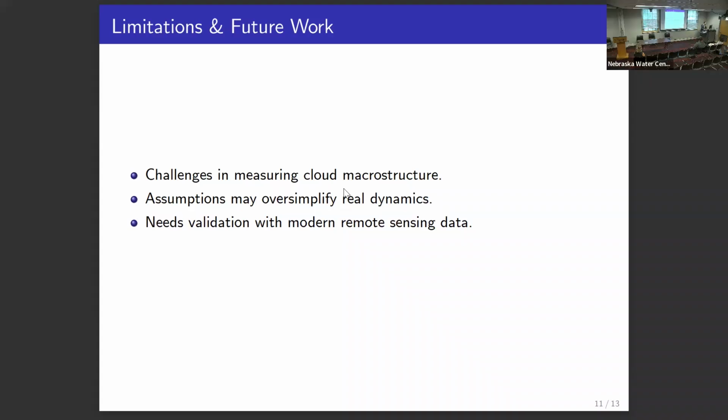The challenge is in measuring cloud macrostructure. How do you measure the clouds accurately? That's because they are irregular. That's one problem. The other one is that the assumptions may oversimplify the real dynamics. We do not consider the interaction between particles during the rainfall. It is validated with remote sensing data, but the current data is old, and we lack simultaneous data from the cloud and the rainfall. We do not have this data.